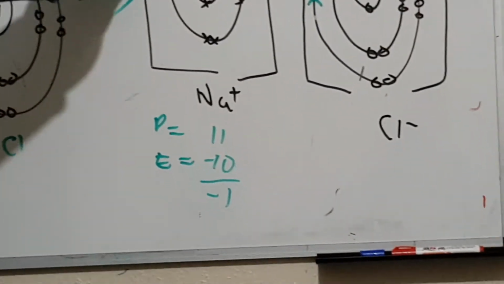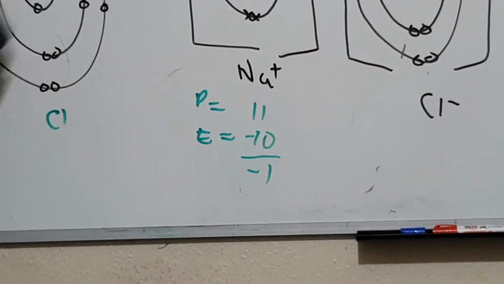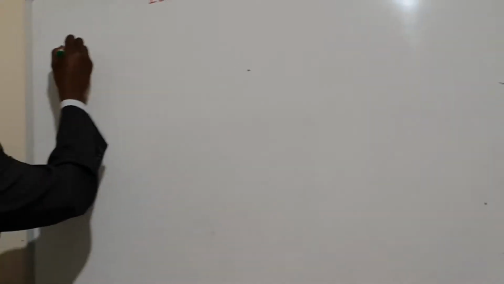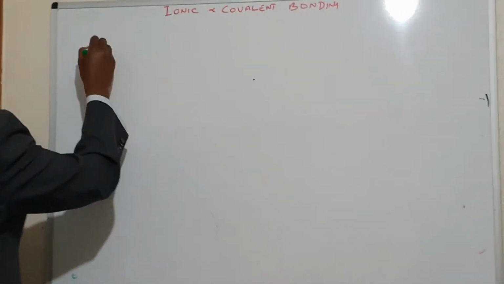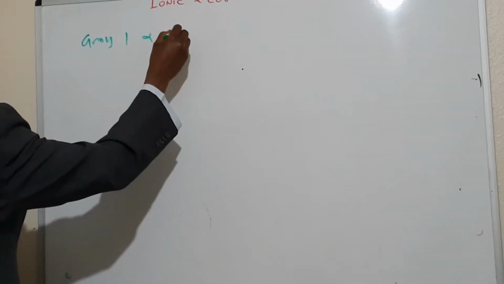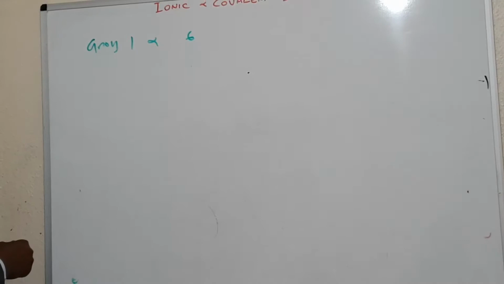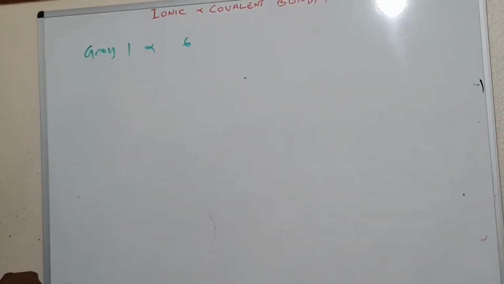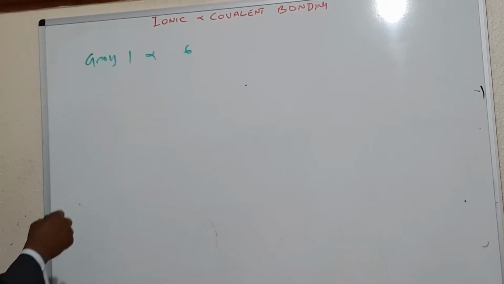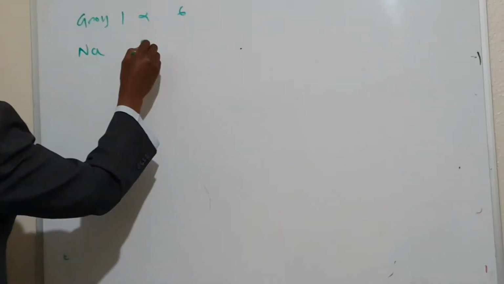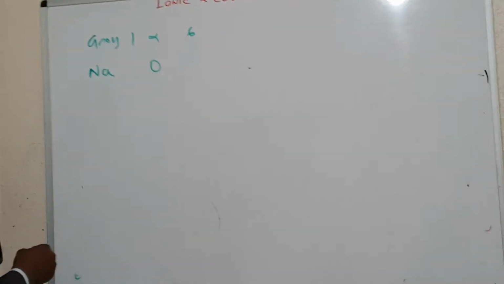Now we said we are going to look at group 1 and group 7. Now let's look at group 1 and group 6, sodium and oxygen.